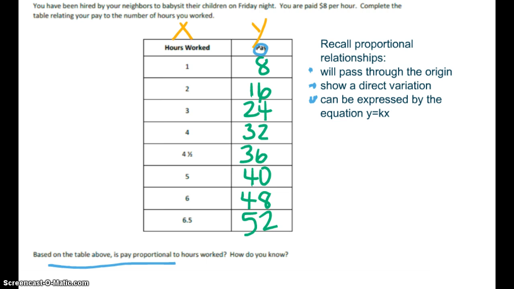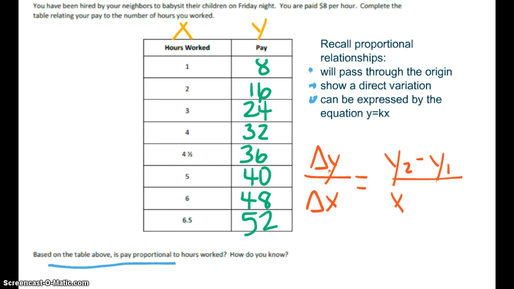So now we have to show whether or not there's a direct variation, whether or not basically our slope is going to be the same throughout the situation. And then let's think about how we might write an equation. So remember that our slope is the change in y over the change in x. And we talked about using the equation y2 minus y1 over x2 minus x1.